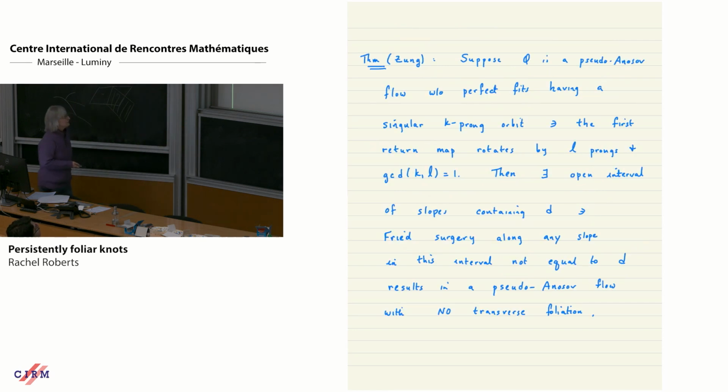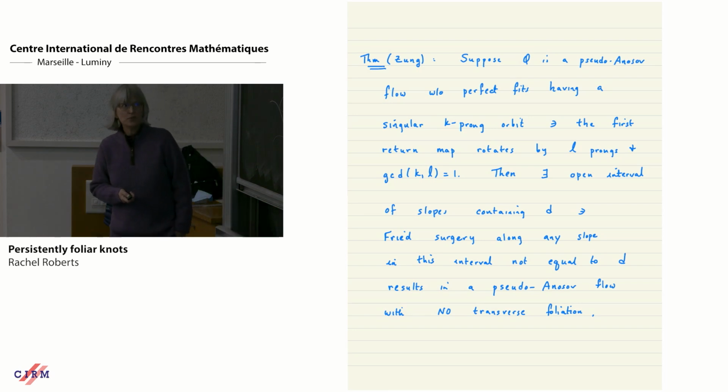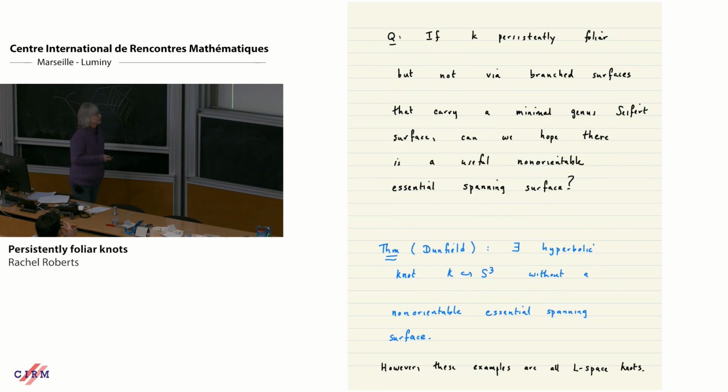So here, this is the notion that the first return map rotates by l prongs, with gcd(l, k) equal to 1. So we're thinking about l as 1 in our example. And so there's an open interval of slopes containing 1 over 0, so that you'll get a pseudo-Anosov flow with no transverse foliation. So it's not quite the same statement, but it's a really nice statement that feels very much to be the right one.